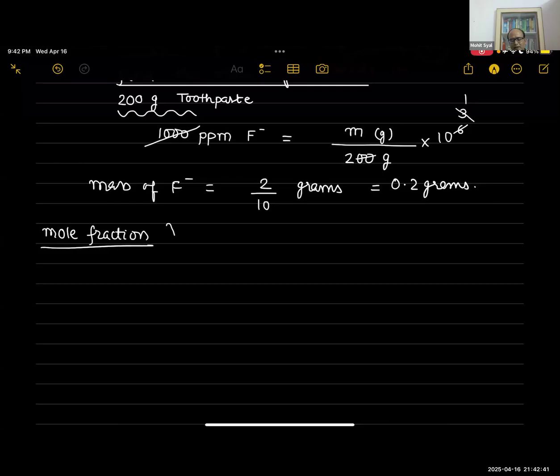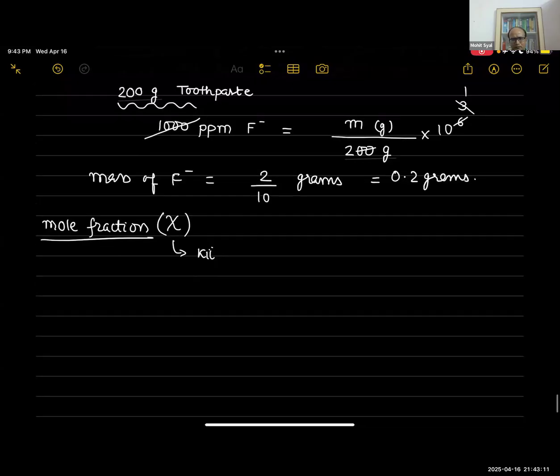It is represented by a symbol which looks like X. It is a Greek symbol which is known as chi. Okay, it is represented by X. Mole fraction. As the name indicates, it gives the fraction of moles of a component from the total moles.